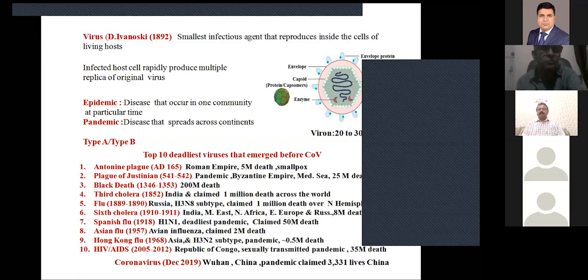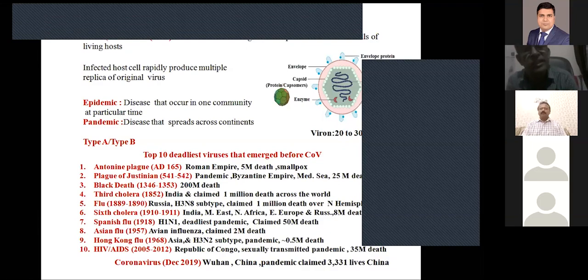A viral disease is actually of two types. First kind of viral disease is defined as epidemic. This is a disease that occurs in one community at a particular time. Second kind of viral disease is pandemic. This means the disease that is spread across the continent.